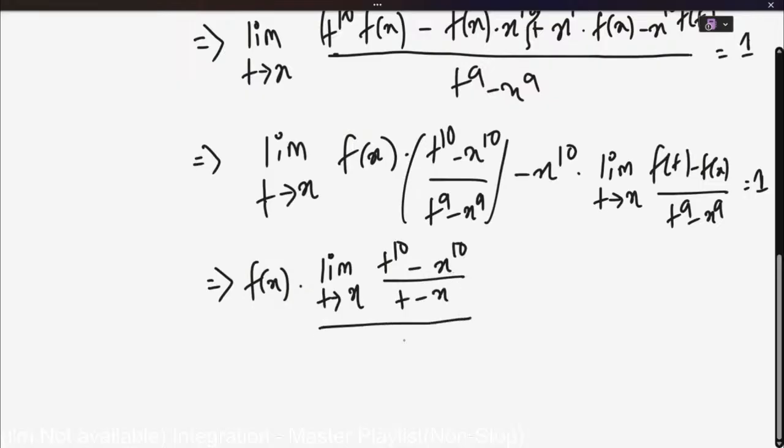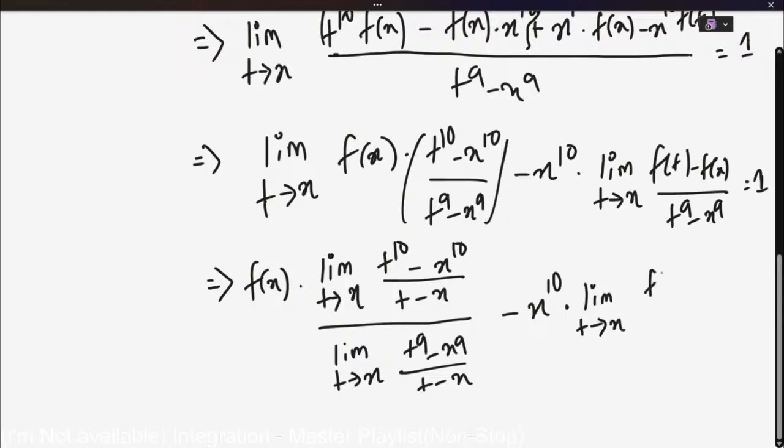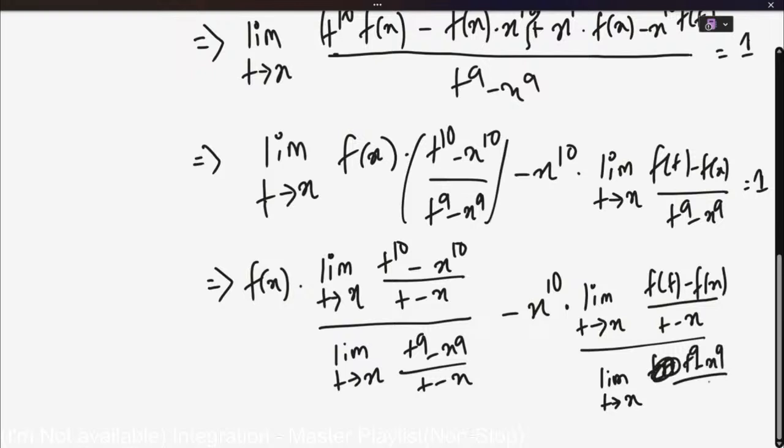Okay, so when we divide up and down by t minus x, we can simply write this as the quotient of two different limits like this by t minus x and then minus x to the power 10. And similarly here we divide up and down by t minus x. We get f of t minus f of x divided by t minus x, and in the denominator we get limit t tends to x, t to the power 9 minus x to the power 9 by t minus x, right?